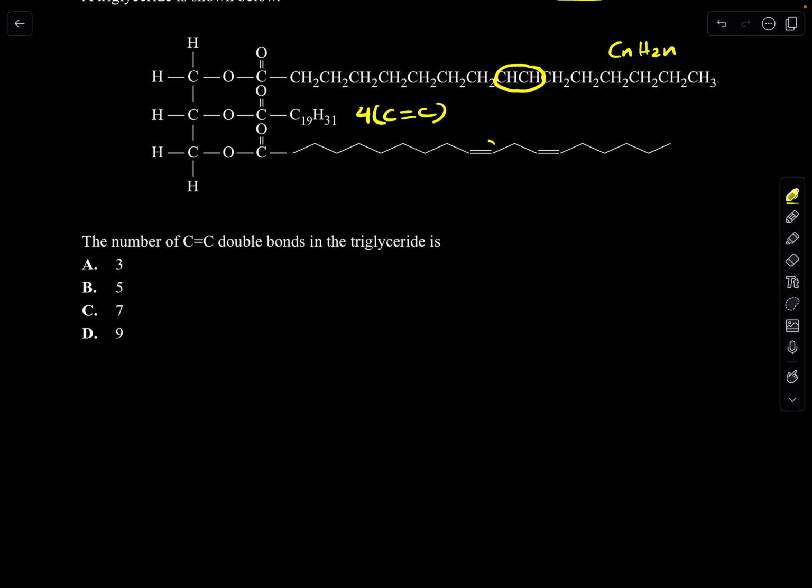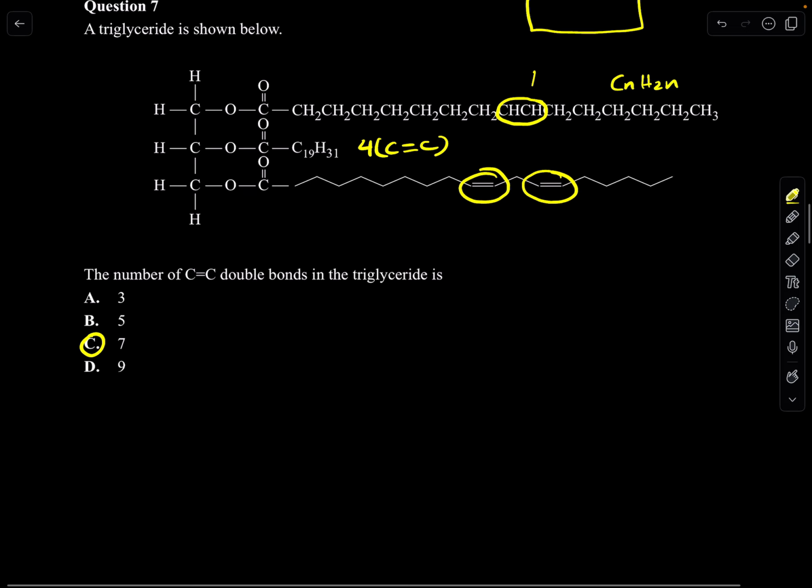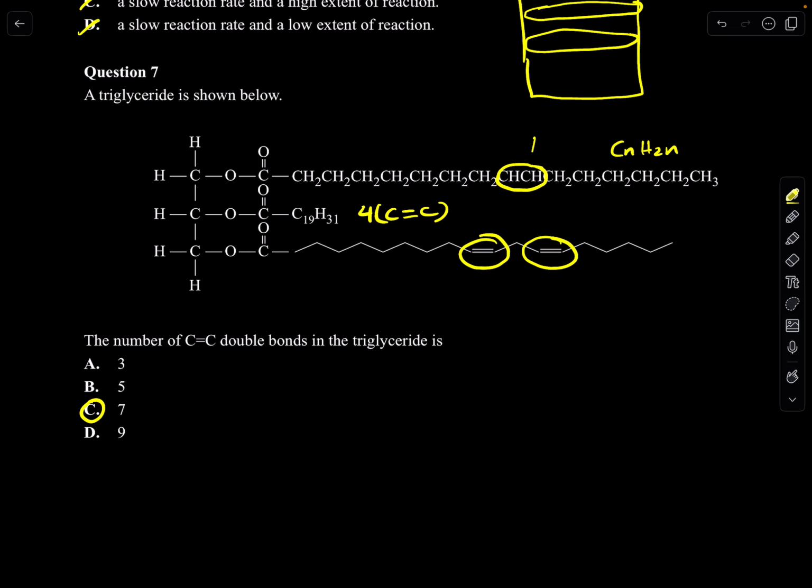And what about here? We only have 1 and then another 2. So overall, we have 1 here, then 5, 6, 7. We have 7 double bonds. Beautiful. Not a bad question.